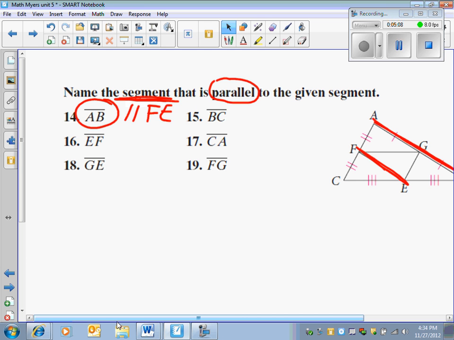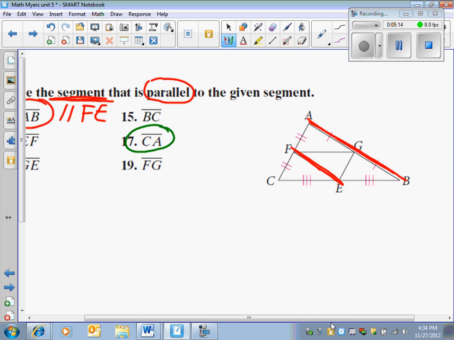Okay? Let's try one more. Let's do CA. Let me identify CA with a green marker. Here is CA. What is CA parallel to? That would be EG. It is parallel to segment EG.